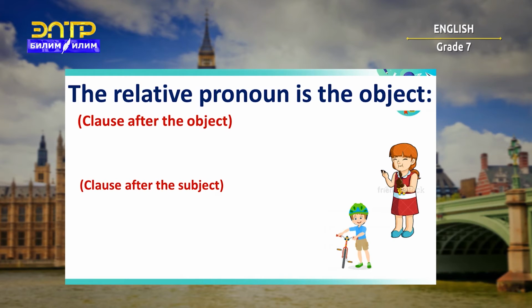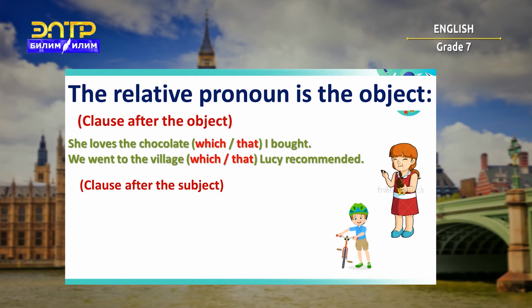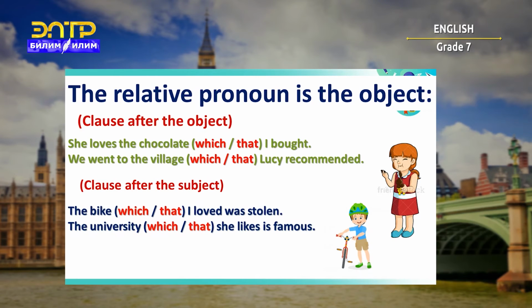Here are some examples. Clause after the object. She loves the chocolate, which or that I bought. We went to the village, which or that Lucy recommended. And clause after the subject. The bike, which or that I loved, was stolen. The university, which or that she likes, is famous.